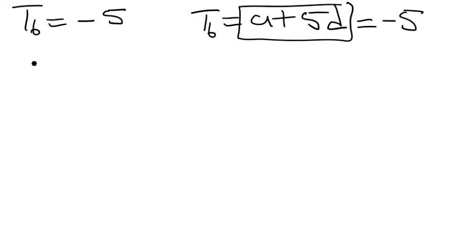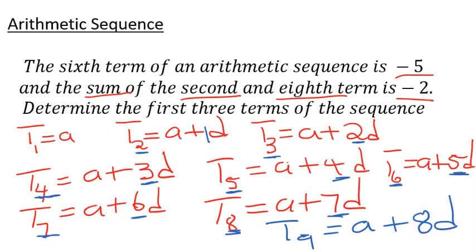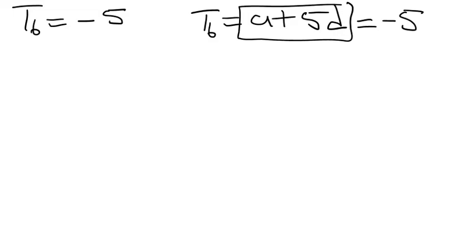Another thing that we are told, let me go back so that you can see. We are told that the sum of the second and the eighth term is equal to -2. All right, so let's go back and write that information. The sum means T2 plus T8 will give us what? -2. That's another thing that we know there.